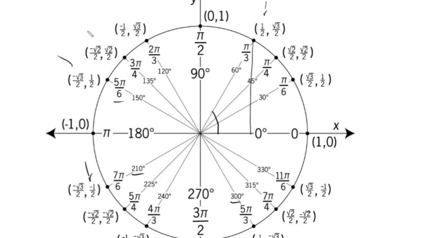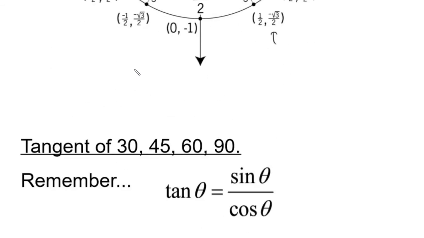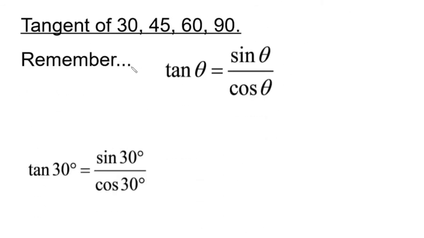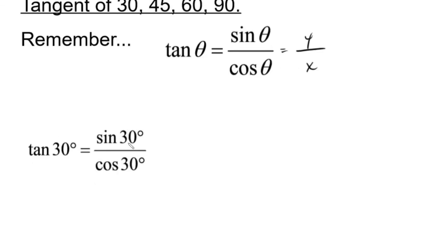Another really good thing about the unit circle is that it gives you exacts, right? No approximations. If you tried to do this on your calculator, you'd end up with decimals for square root of 3/2 and square root of 2/2. You don't have the exacts. And so knowing this helps you stop approximating. So remember that tangent is just sine over cosine. And if sine is like y and cosine is like x, then tangent is just y over x. So tangent of 30 would just be sine of 30 over cosine of 30, which would be the y value at 30 over the x value at 30.